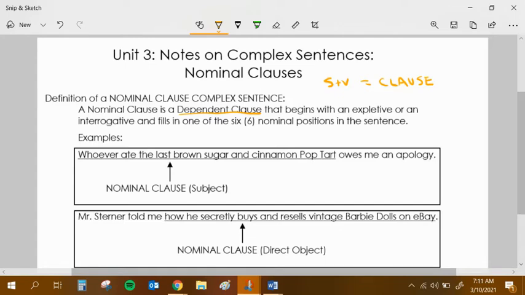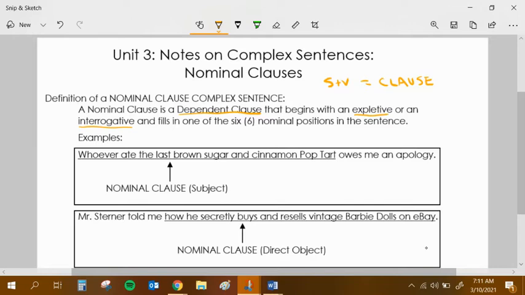So a nominal clause, or what some people might refer to as a noun clause, is a clause, a subject and a verb, that begins with either an expletive, which we've had before, like to be and as, but that's not one of the ones we're going to use this time, so we're going to expand our knowledge of expletives, or it might begin with an interrogative, which is a fancy way of saying a question word. Basically, it's going to serve as one of the 6 nominal positions, or noun positions, in the sentence. In plain words, it's a sort of mini sentence doing the job of a single noun. It's a mini sentence being the subject, or a mini sentence being the direct object.